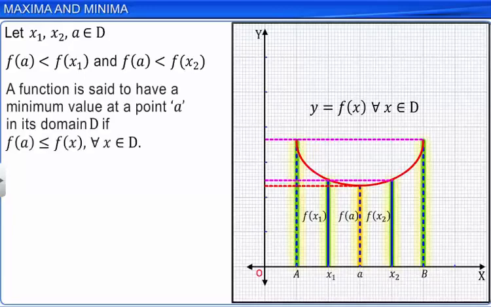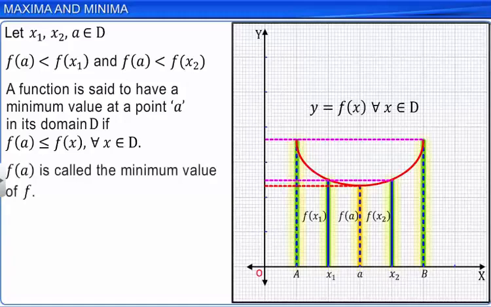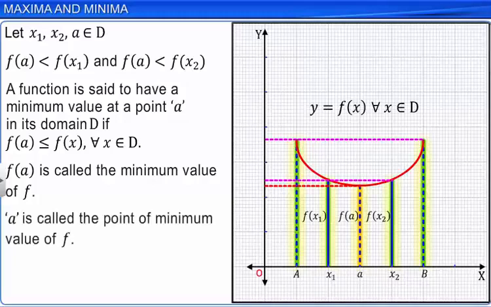Mathematically, a function f is said to have a minimum value at a point A in its domain if the value of the function at that point is less than or equal to the value of the function at any other point in its domain. The number f of A is called the minimum value of f in D, and point A is called the point of minimum value of f in D.